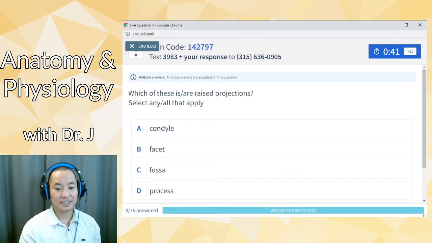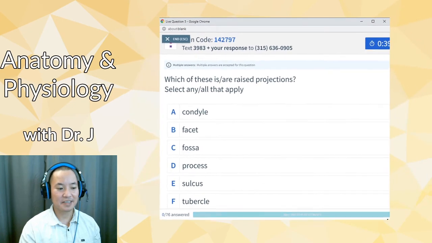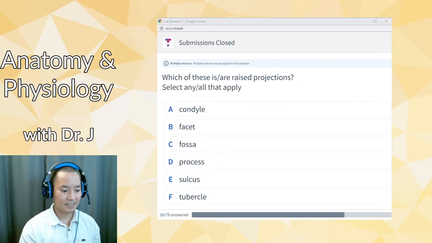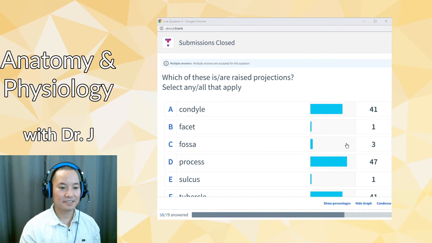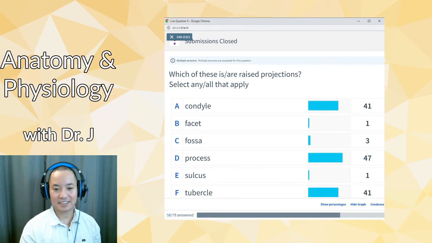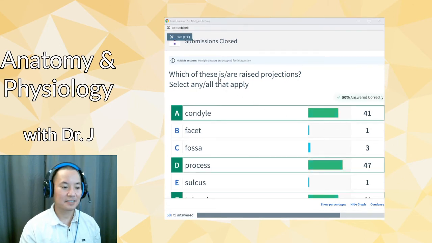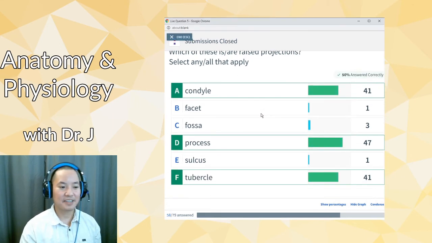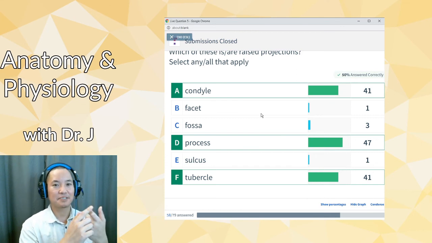Which of these are raised projections? So something that pokes out. Okay, let's see how everyone did. This is the spread of responses we got, and let's see which ones are correct. Don't worry, I'll walk you through. So yes, condyle is correct. Remember, a condyle is that knuckle-like projection.